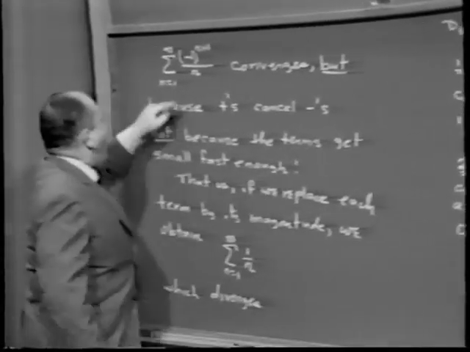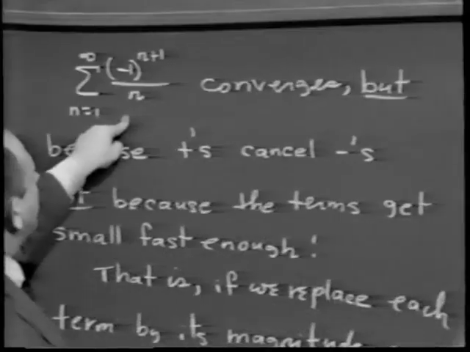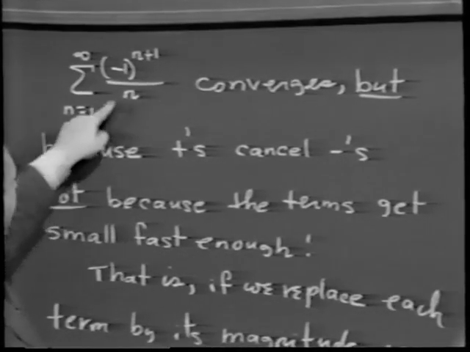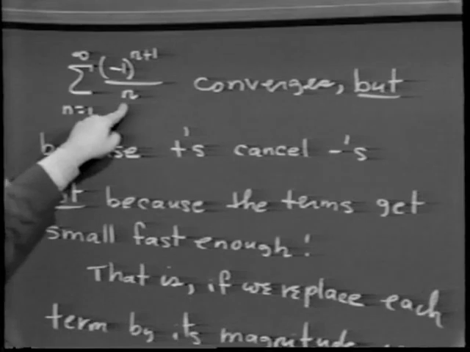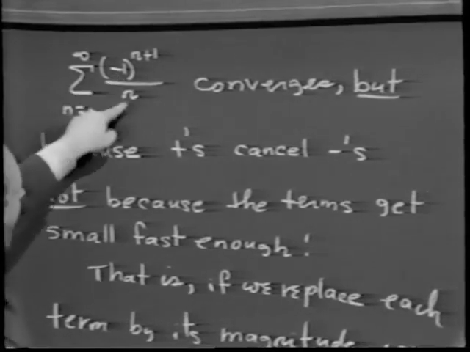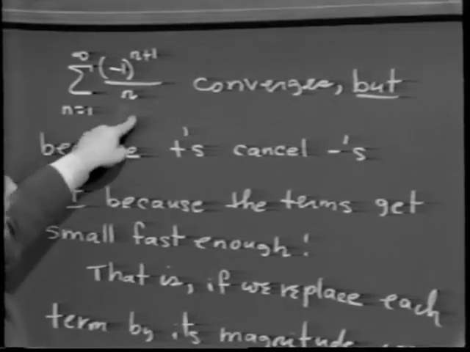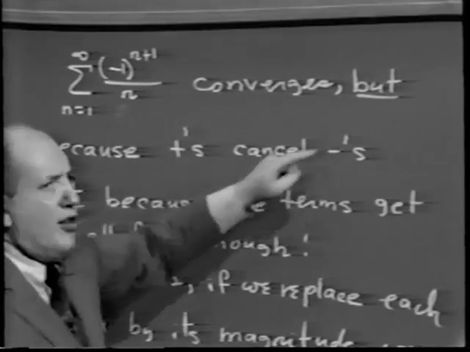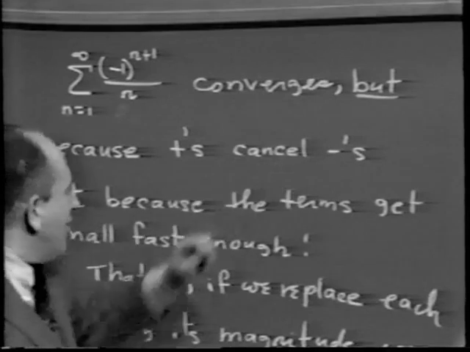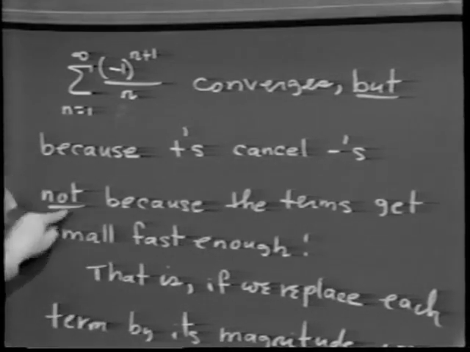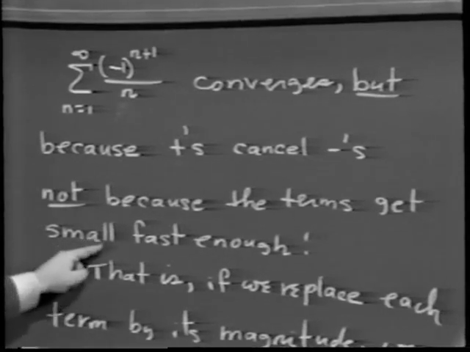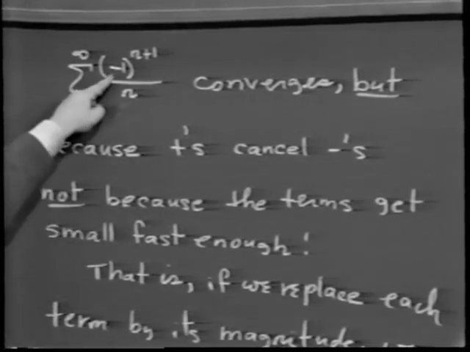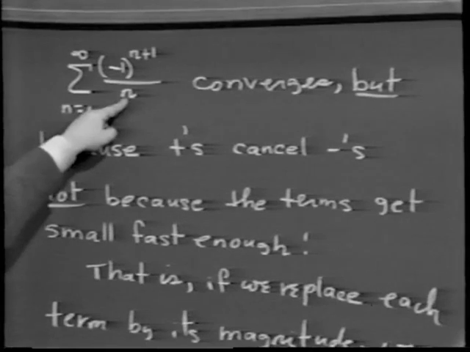First of all, I claim that this particular series, don't get misled by this, it's just a fancy way of saying 1 minus a half plus a third, etc., converges. But it converges because the plus terms cancel the minus terms, not because the terms get small fast enough. What I mean by that is this. Forget about the signs in here. Replace each term by its magnitude.